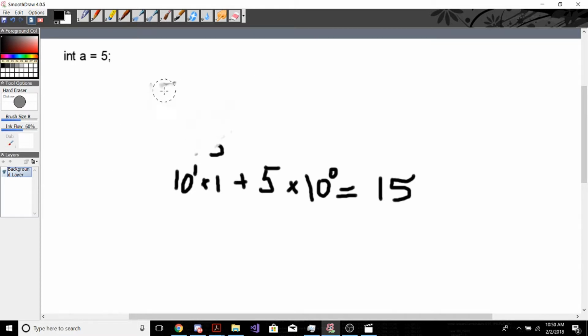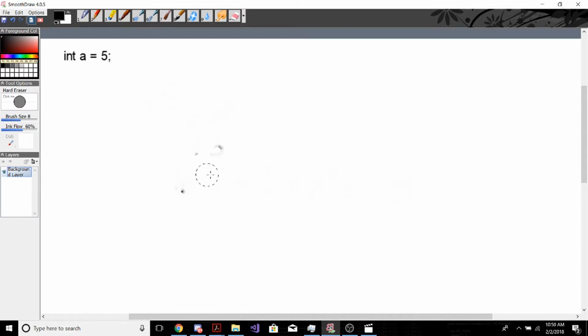So in binary, binary is a base 2 number system. So you only have a 0 and 1. You don't have 10 digits available to you. You only have a 0 and a 1 because it's base 2.